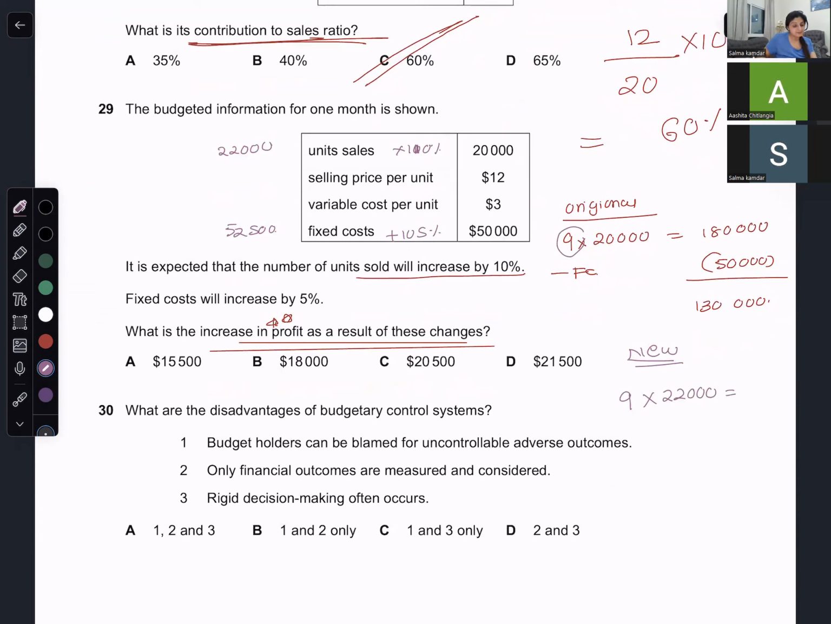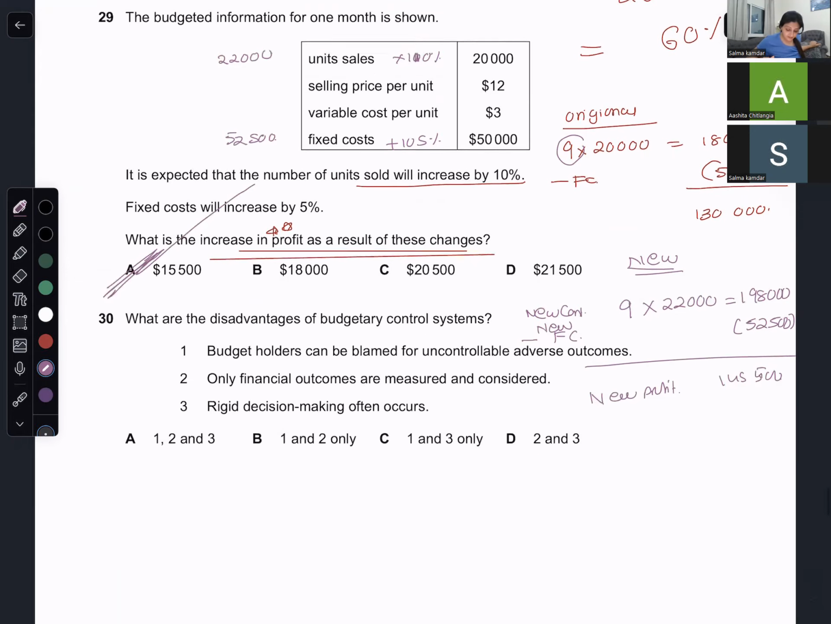So 22,000 times 9 is 198,000. What is this? The new contribution, minus the new fixed cost. New fixed cost is 52,500. So your new profit will become 198,000 minus 52,500, which is 145,500. What is the increase in profit? 15,500. Option A.